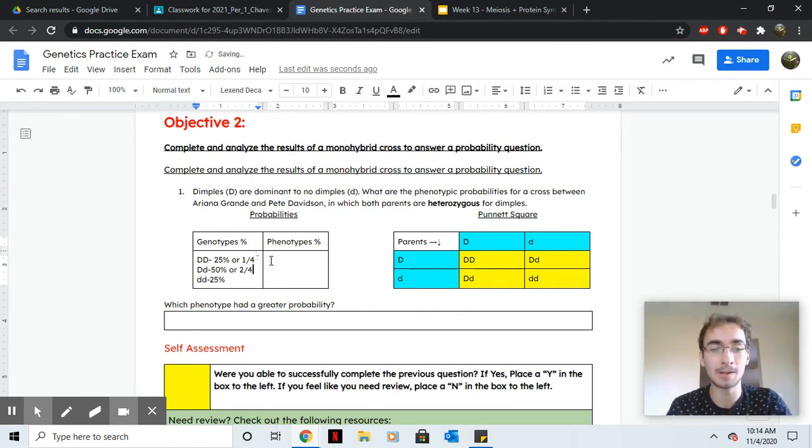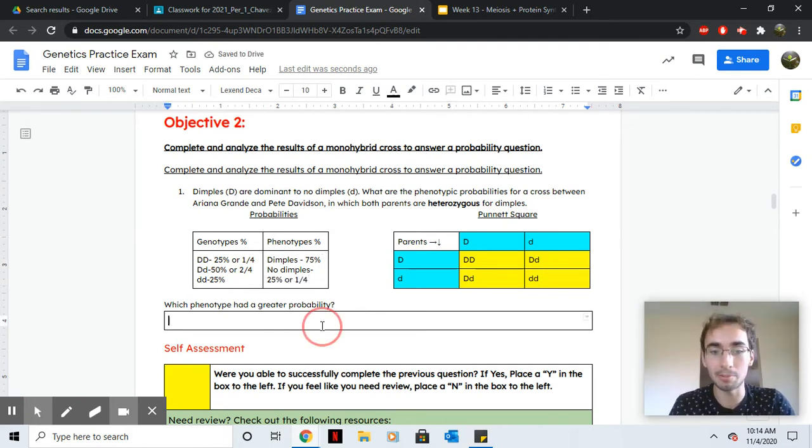You get the picture? Phenotypes. There are 2 possible phenotypes. You can either have dimples or no dimples. Dimples is dominant, so you should know anything with a capital D will get the dominant trait. So that would be 75%. 3 out of those 4 kids have a capital D. Whereas no dimples, that's only 1 kid. Only this kid did not get a capital D, so he will not have dimples. So that's 25%, or 1 out of 4.